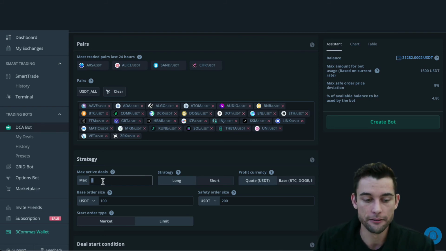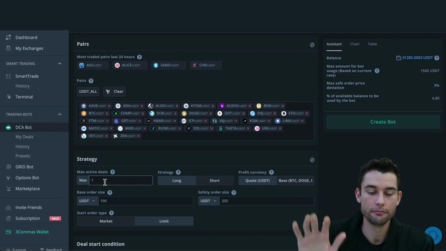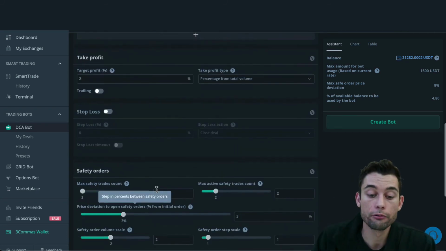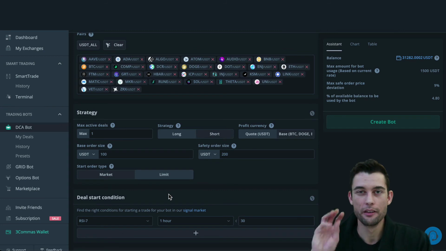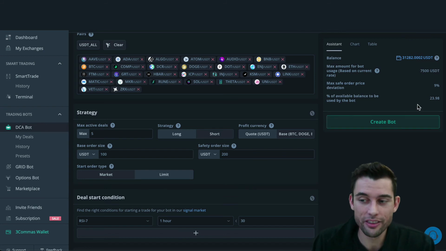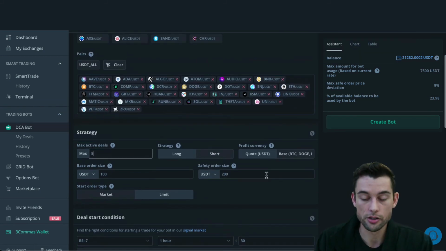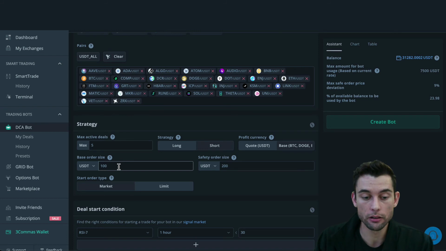So if I set this to 5, what is the maximum amount the bot can use if all 5 deals become activated and all 3 safety trades get activated on all 5 deals? I'll give you 3 seconds to answer that. 3, 2, 1. The answer, of course, is $7,500, which is $1,500 times 5. And to make that totally clear, what this means is that if all 5 deals get hit, so let's say that the RSI goes under 30 on 5 of these coins, all 5 of your deals will begin. And you will have $100 in each deal as your base order. Then let's say that the price continues to drop for every single coin and every single trade that you're in. Well, that means that your safety order will be filled.